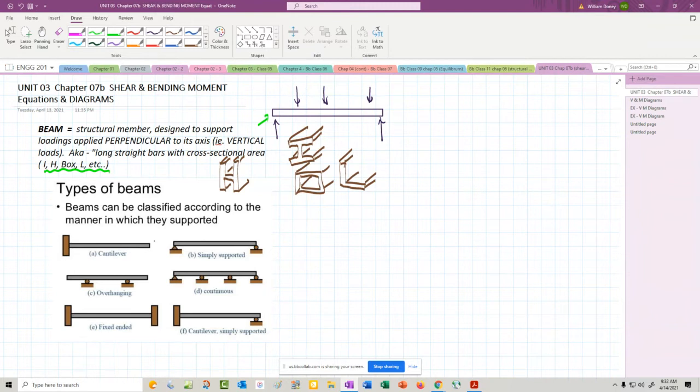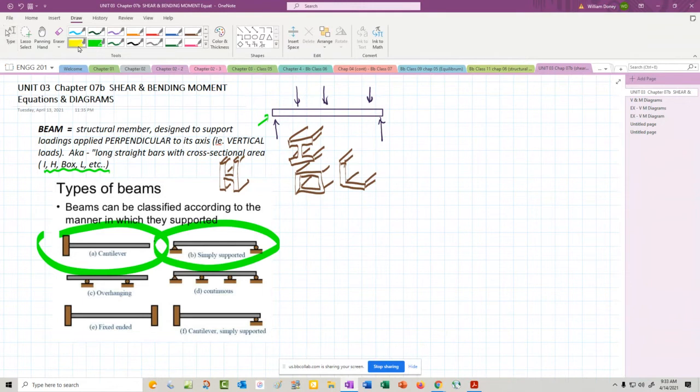So, all right, types of beams. Beams can be classified according to the manner in which they are supported. We've been dealing with these two. Cantilever, which is fixed at one end. A cantilever will have a support reaction, the X and Y, and a moment, and it's free at the other end. Simply supported just has the reactions at the end. It possibly could have a moment, but usually that's a pin connection at that end, so there's no moment there.